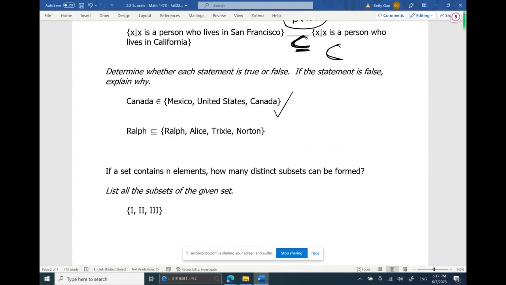We talked about element is an element yesterday, right? Yeah. And the second statement is false, because this is an element.